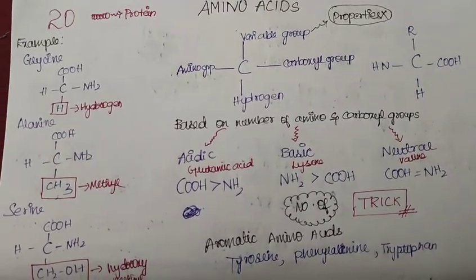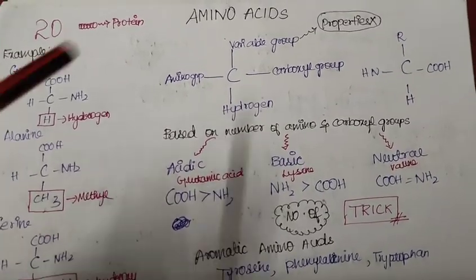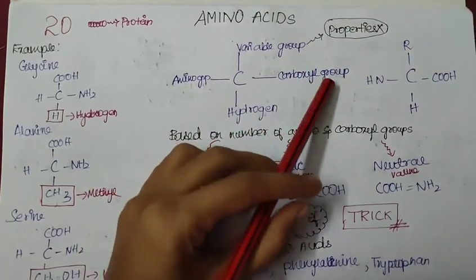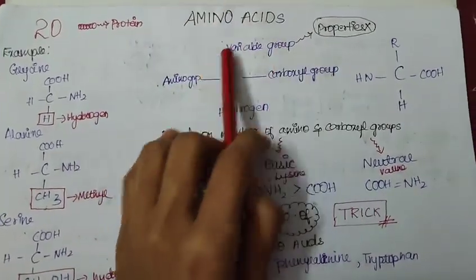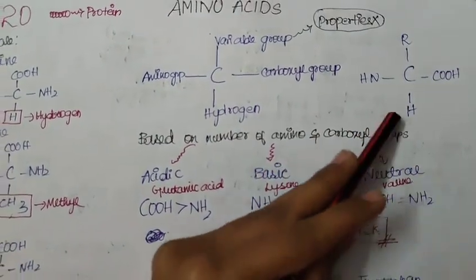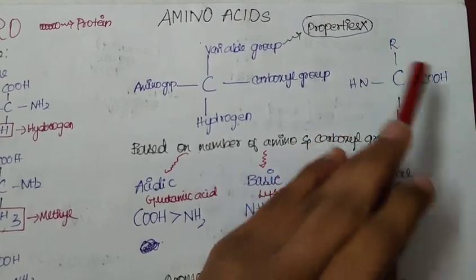As you all know, amino acids are organic compounds. The structure of an amino acid contains a variable group, an amino group, hydrogen, and a carboxyl group. So this is the structure of a general amino acid. In the example, we see hydrogen, an amino group, a carboxyl group, and the variable group.